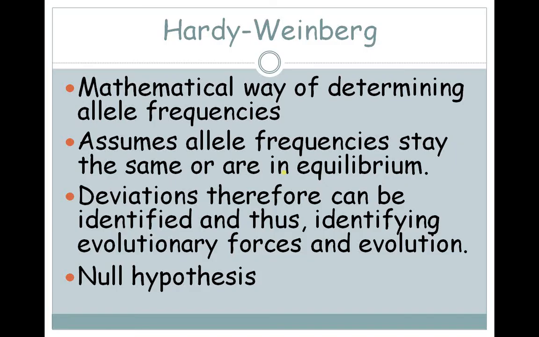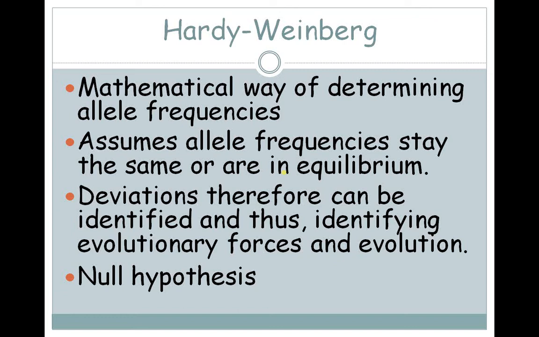The Hardy-Weinberg equation focuses on allele frequencies. We know that evolution is change over time, but what actually is changing is the frequencies of the various alleles within that population. An individual will have two alleles for one trait, and the expression of those alleles is what determines the phenotype.